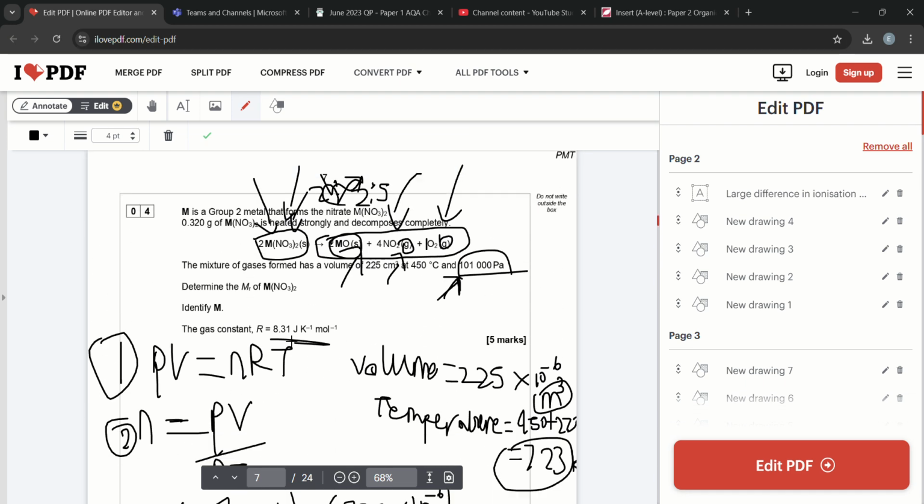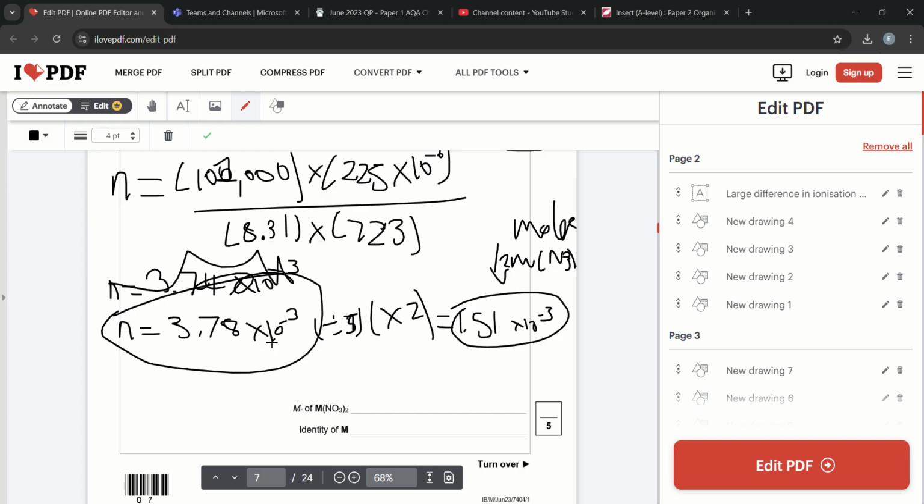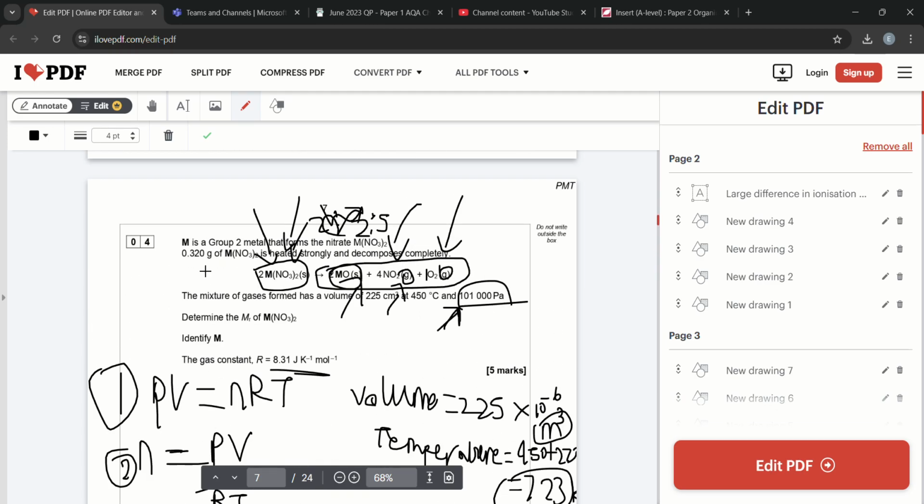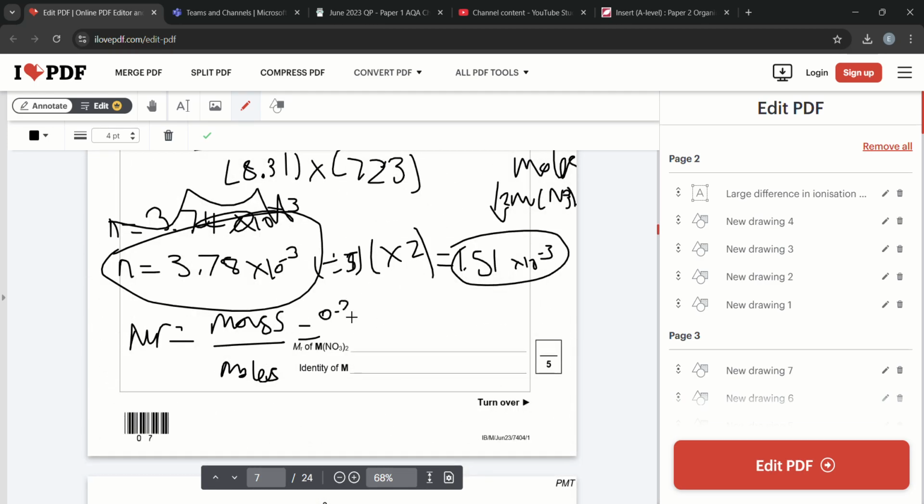So now we want to find the Mr. Moles is mass over Mr, so Mr is mass divided by moles. That's the mass of this, 0.320, divided by the moles, 1.51 times 10 to the power minus 3, which gives me an Mr of 211.9.